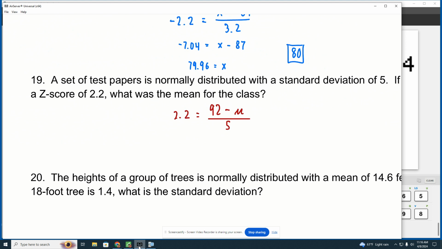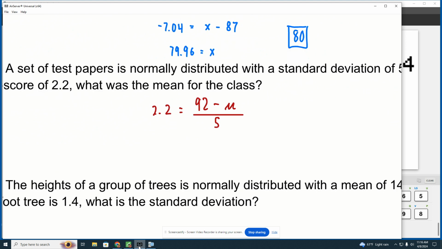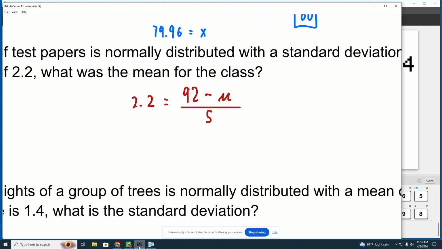Now, here we go. How do I solve this problem? 2.2 times 5 is 11. So 11 equals 92 minus mu. Now think about it. Don't I need to move the 92? What's 11 minus 92? So negative 81 equals negative mean. But we know we're going to move that negative over. So my answer is what? 81 is the mean. Y'all with me?